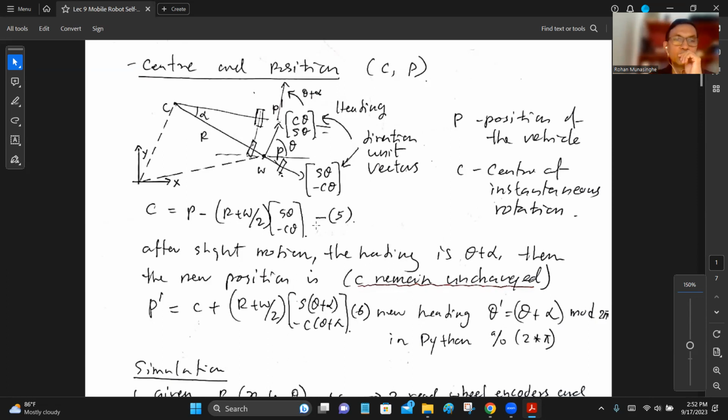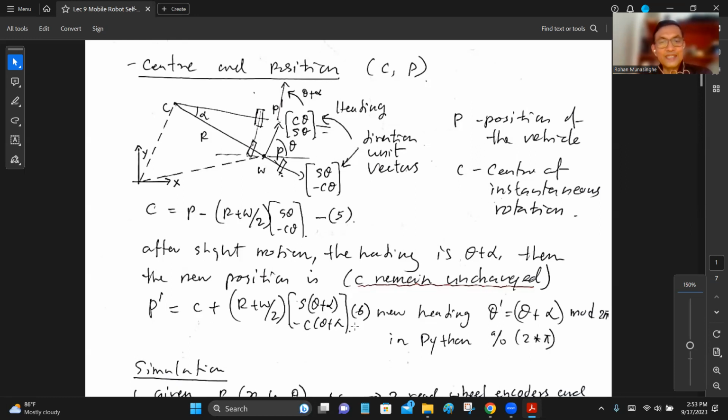Equation number 5. So if you know P, we assume that we know the previous position. The problem is how to calculate the next position given the previous position. All right. So P is known, R is already calculated, W is a constant. Sine theta, cos theta is known because you know theta. The previous position means orientation, heading also, right? Theta is known. So you can use equation number 5 to calculate C, the point of instantaneous rotation, or center of instantaneous rotation. Why do we want to calculate C? Because using C, we want to calculate P dash, the new position.